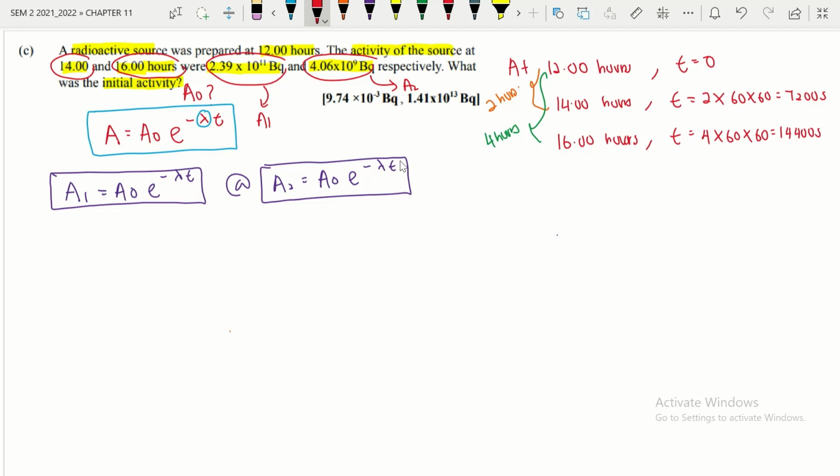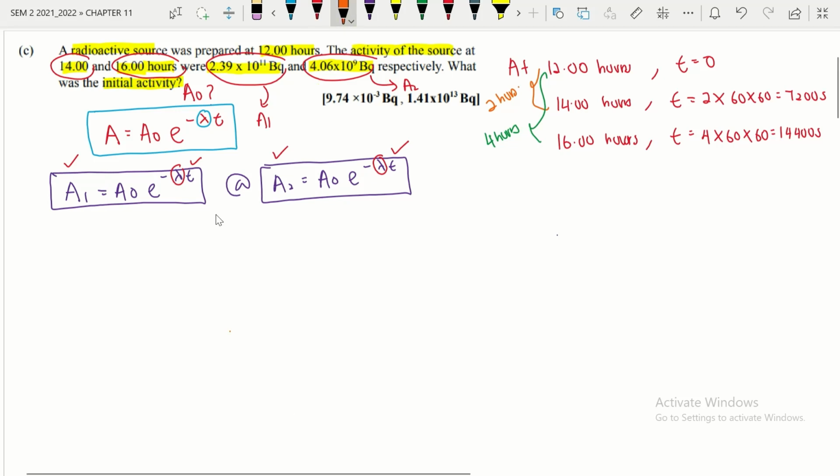Okay, so macam Miss cakap, tak kisah you nak guna the equation for activity 1 ke, equation activity 2 ke, but you already know the time taken, and you already know your activity at 14 hours and activity at 16 hours. Untuk cari initial activity, tetapi you tak tahu decay constant dia. So macam mana kita nak cari dia punya decay constant?